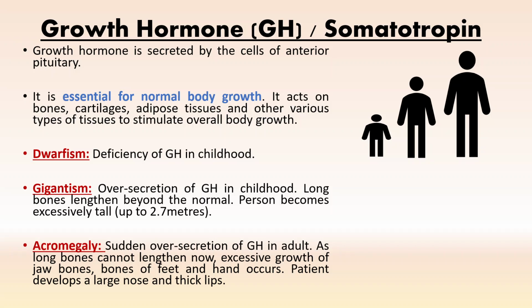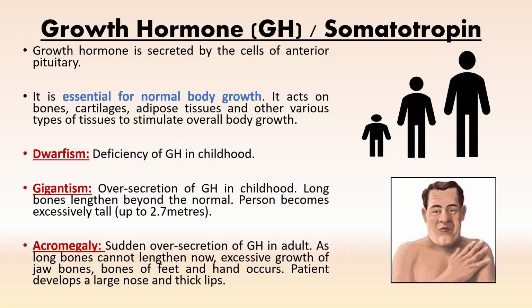But if there is oversecretion of growth hormone in adulthood, what will happen? Your long bones cannot lengthen now, so they will grow sidewise. That is why in acromegaly there is excessive growth of chin bones, hands and feet, and there is also a large nose, thick lips, etc. This is an acromegalic person.